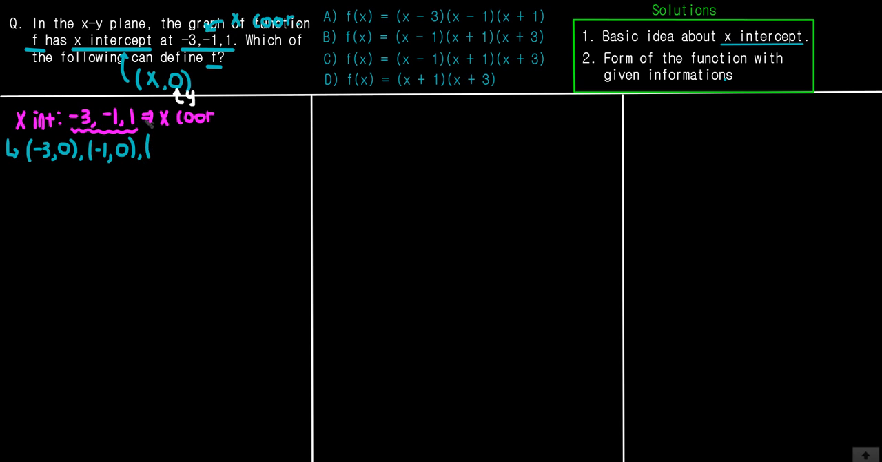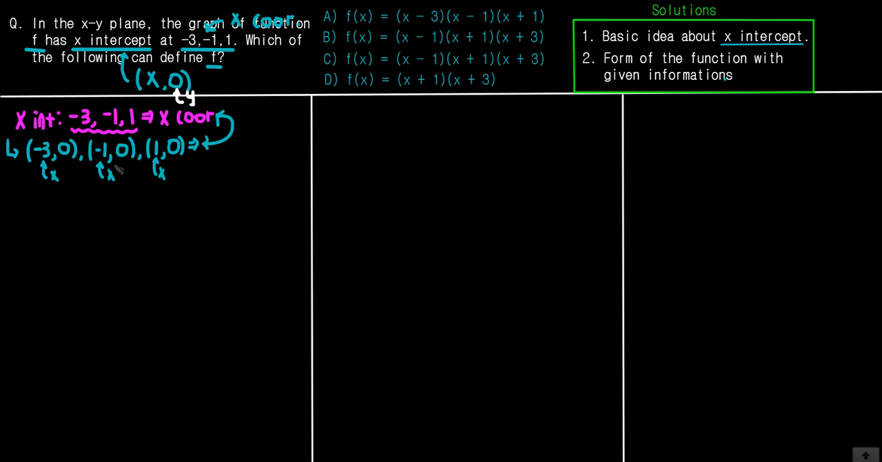For the next one, the x value is 1, and the y value should always be equal to 0. This is what x-intercept means, and we can make a full coordinate using the information of our x values in our x-intercepts. So we can actually solve this question. We figure out that in the x-intercepts, the x value is -3, -1, and also 1, and the y values are equal to 0.